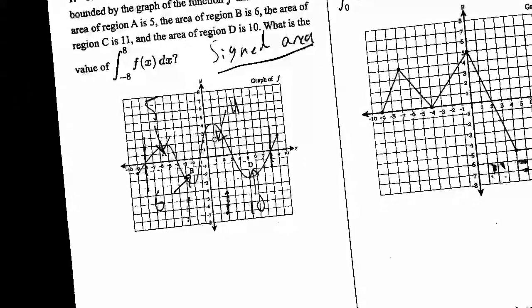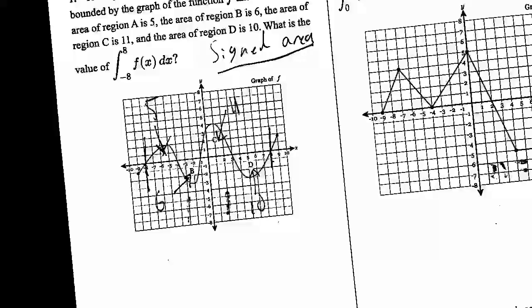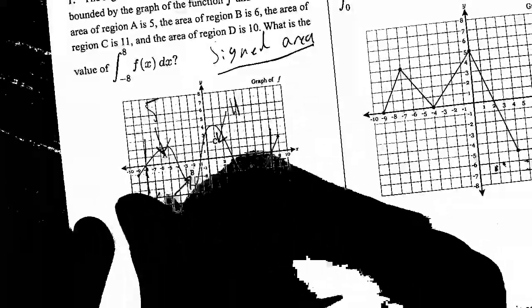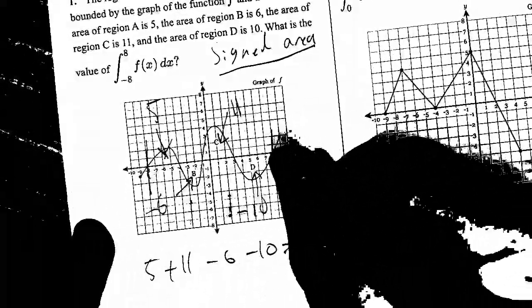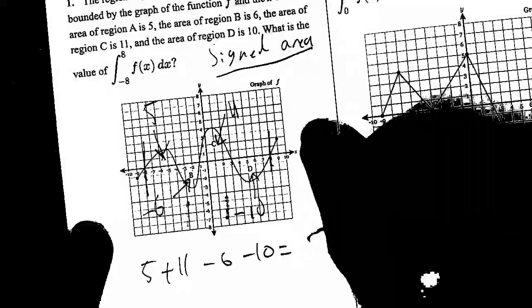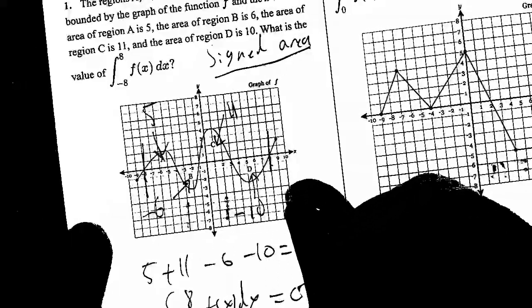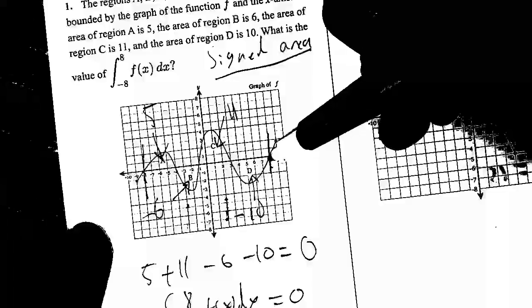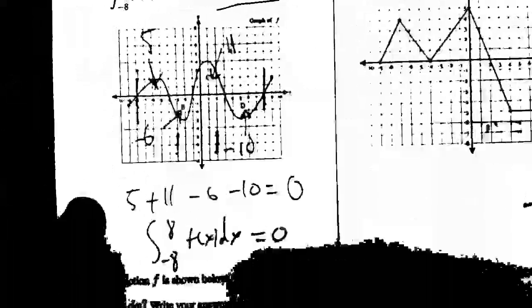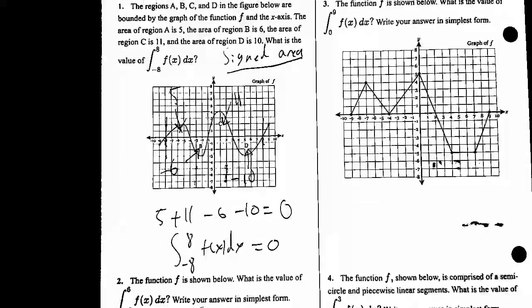But here's the thing. I said signed area. So do you understand what that might mean? What do you think signed area means? Signed area means that if it's above the x-axis, that is positive area, and below the x-axis is negative. So there's not a 6, it's a negative 6, it's not a 10, it's a negative 10. We're going to add all these together, 5 plus 11 minus 6 minus 10. What do you get? 0. Just 0. So we say the integral from negative 8 to 8 of f of x dx is just 0, because the signed area between negative 8 and 8 is 0. Are you guys following that?